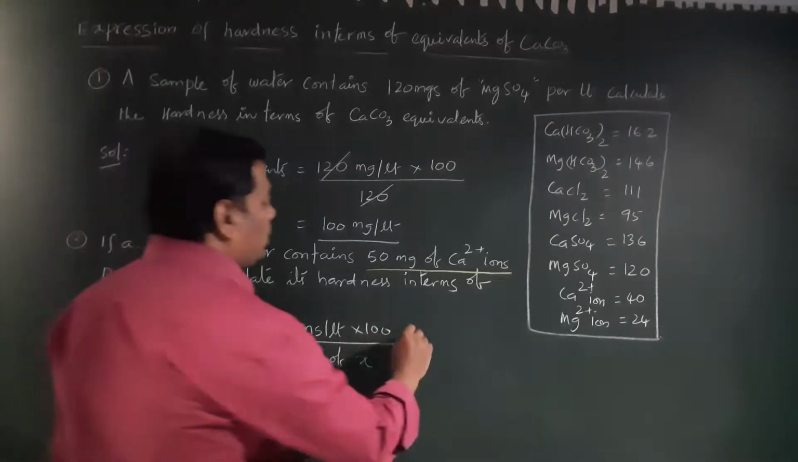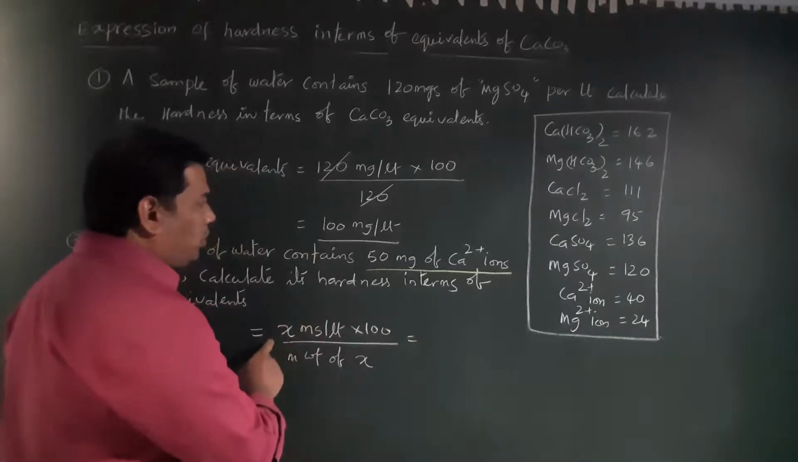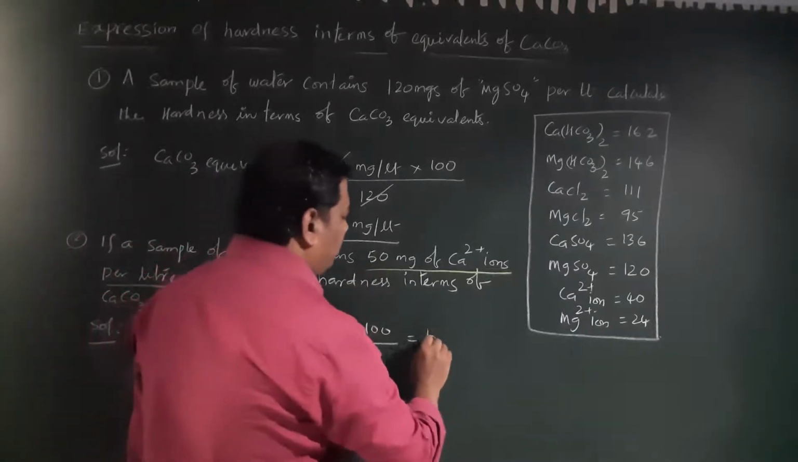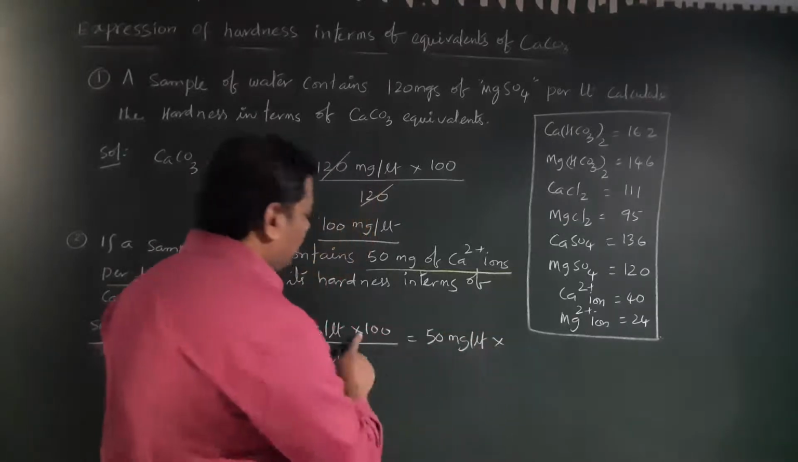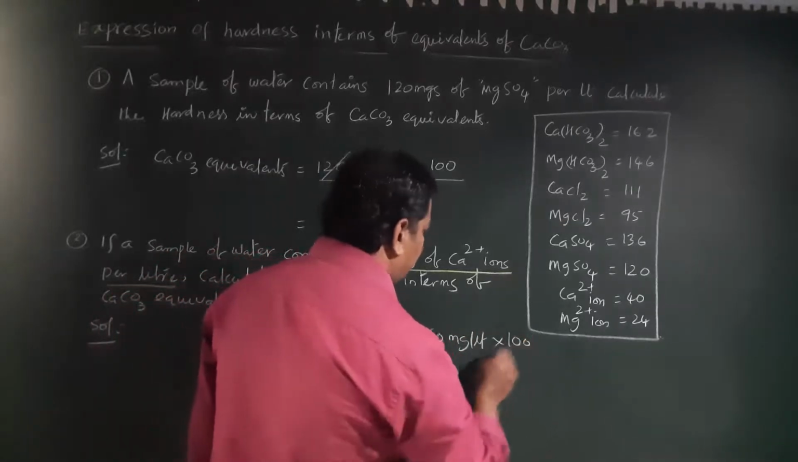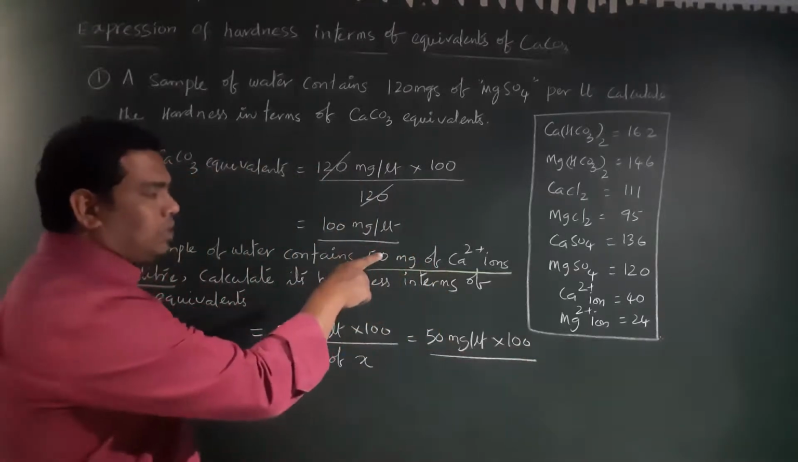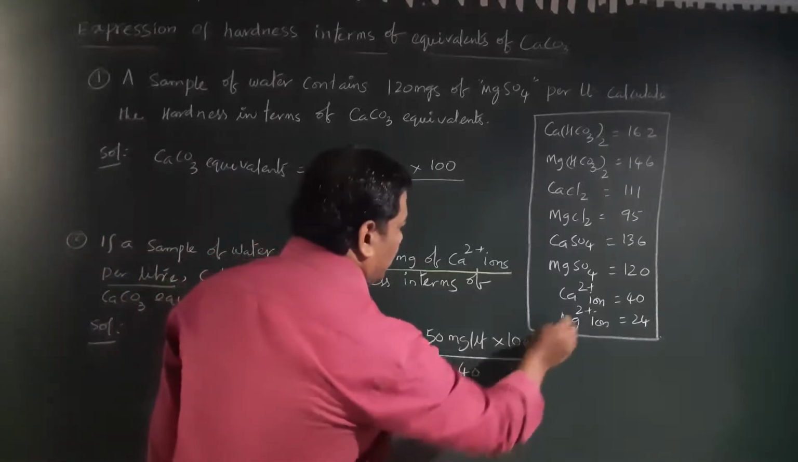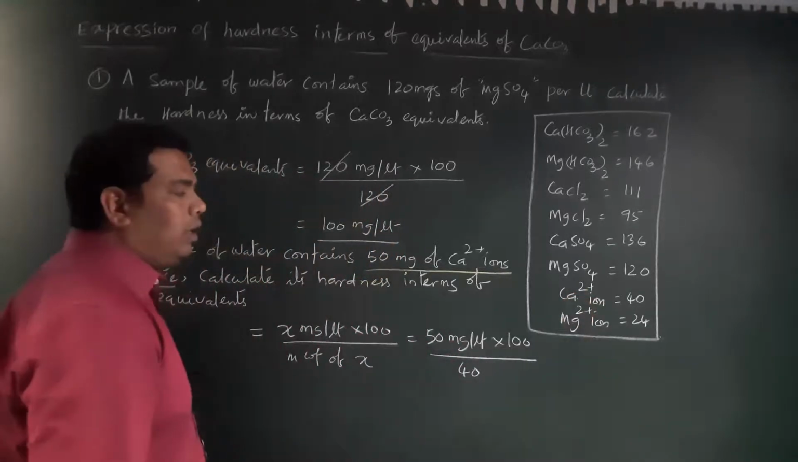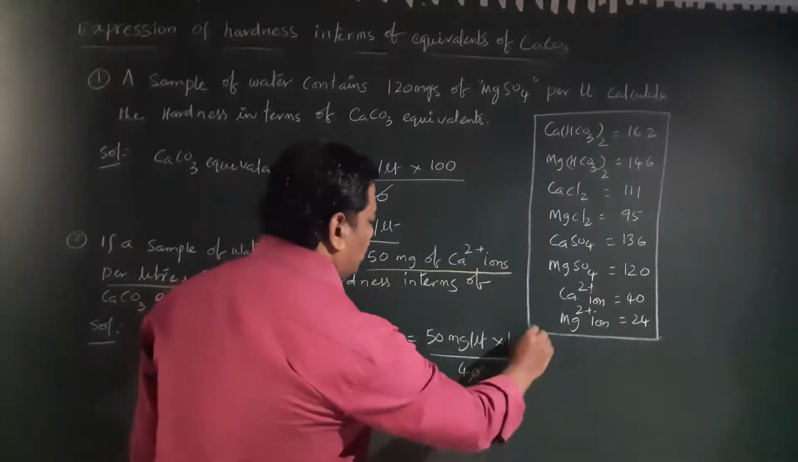Okay, so please remember student, how much amount of hardness producing salt is present? 50 milligrams per liter into molecular weight 100 divided by, not copper sulfate, not calcium sulfate, so Ca2+. So therefore you can take Ca2+ ions, the molecular weight is 50. Okay, clear student, right? So 50 gets cancelled.